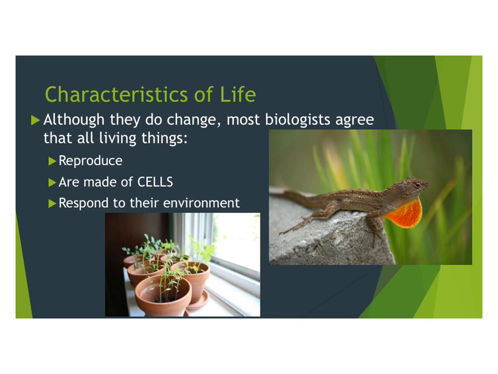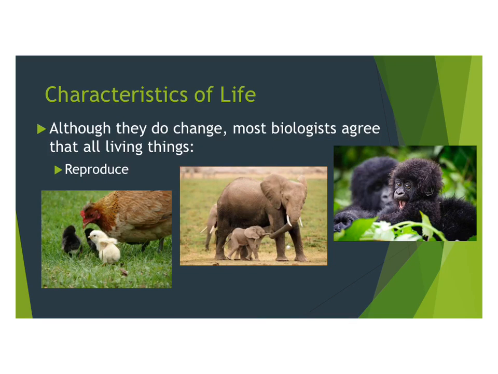The first characteristic that all scientists agree all living things have is the ability to reproduce. So we look at all living things. These are some familiar ones. Here's a gorilla, mother and baby. Here we have an elephant, mother and baby. And here's a lovely chicken with her baby chicks.